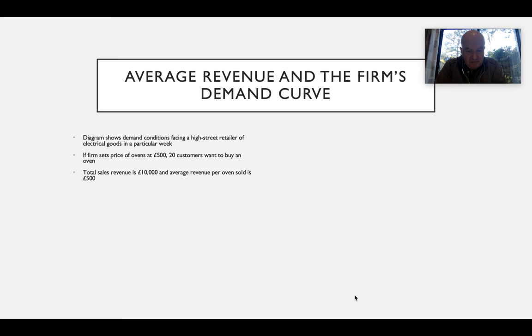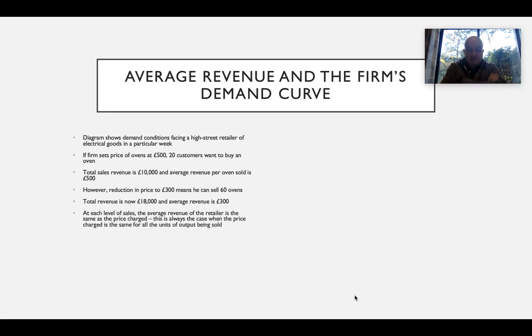Basically we've got £500 as our selling price, and 20 customers who want to buy that particular oven. So £10,000, and our average revenue per oven sold is £500. Effectively we've taken total revenue and divided it by output, and that gives us our average revenue. However, if we reduce the price to £300, our oven seller could sell 60 ovens. In that situation, we would have total revenue at a higher level of £18,000 and the average revenue being £300.